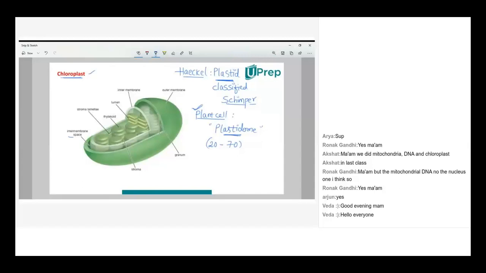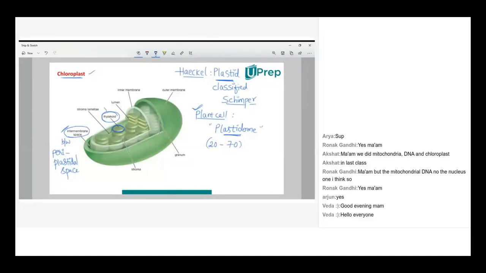Then regarding the intermembrane space that we discussed between the outer and inner membrane of the chloroplast, the other name for this intermembrane space, which some books use, is periplastidal space. So this is another term for intermembrane space in chloroplast. Okay, periplastidal space.